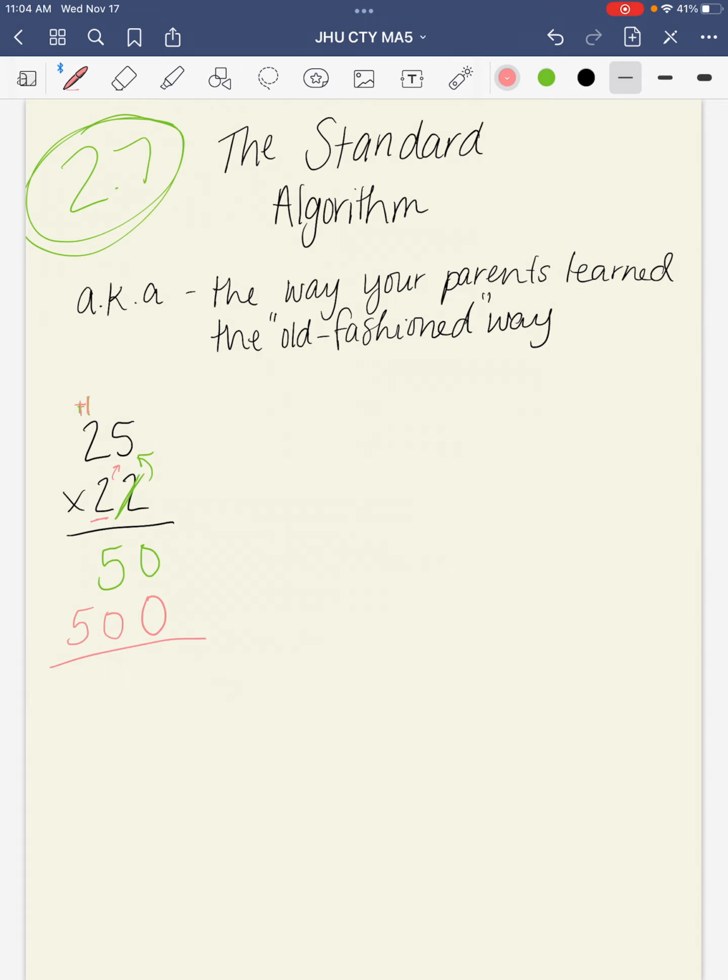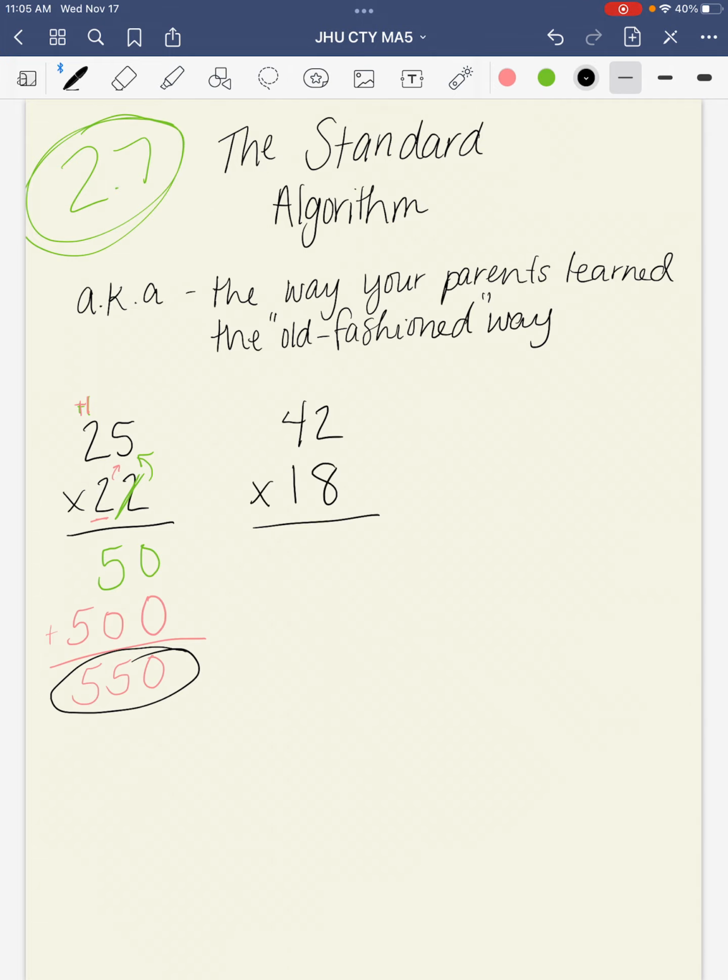Let's try another one, 2-digit times 2-digit. Alright, so let's do 42 times 18. So again, we're going to start on that right side, multiplying in our ones place. 8 times 2 is 16. Put my 6 down, carry my 1. Remember that's a plus 1. 8 times 4 is 32. Plus 1 is 33. I don't have any more multiplying, so I can go ahead and write the whole number there. Okay, I'm done with that side.